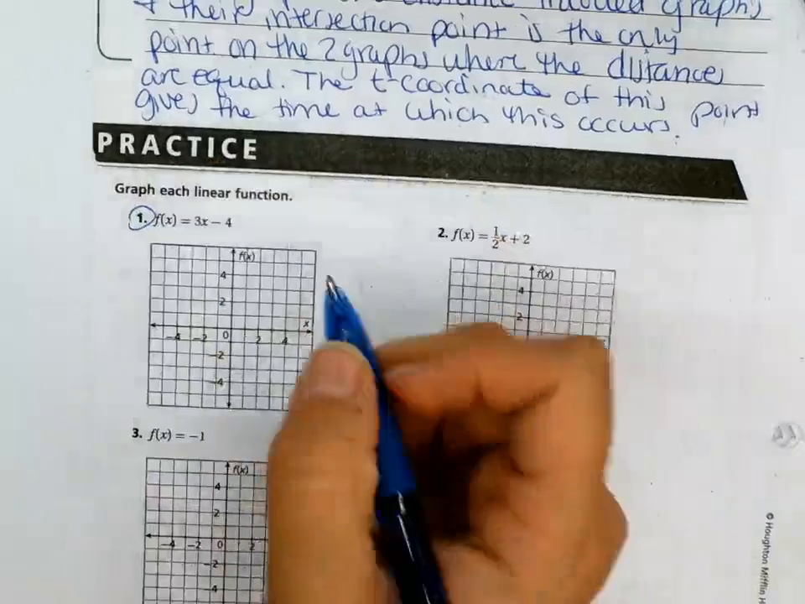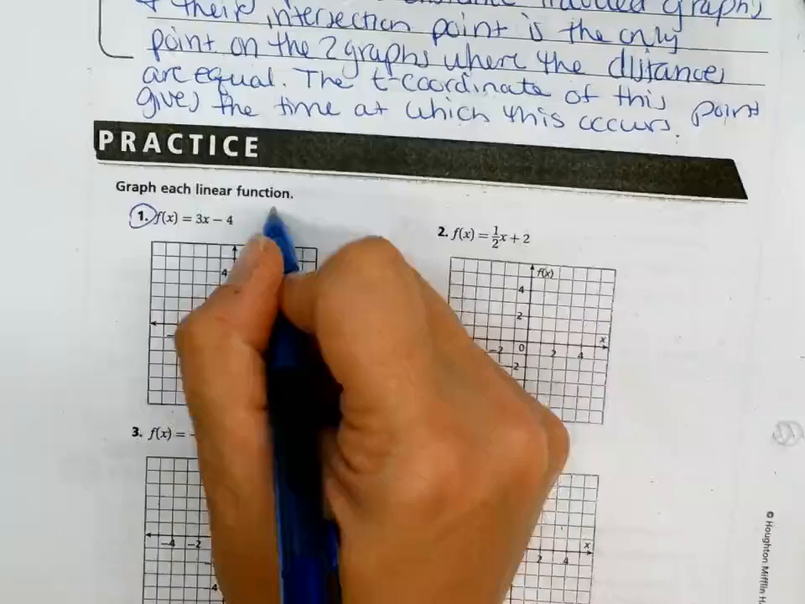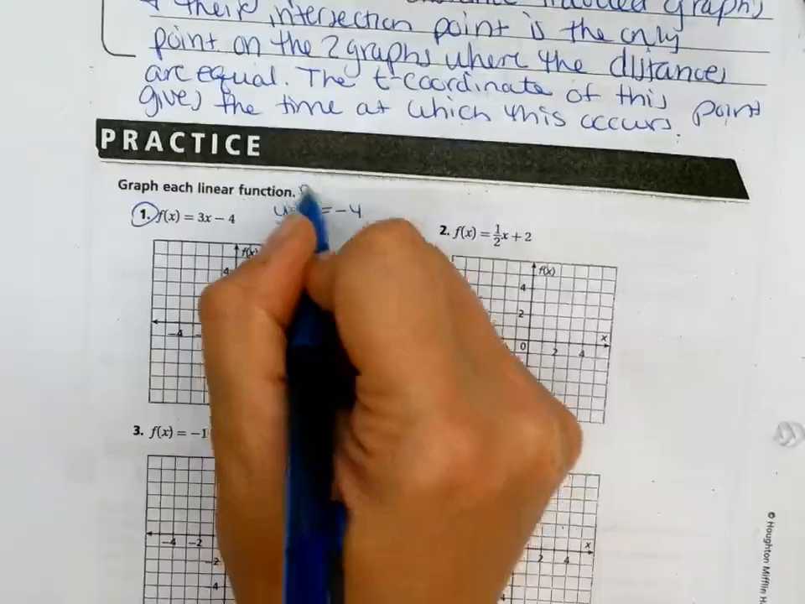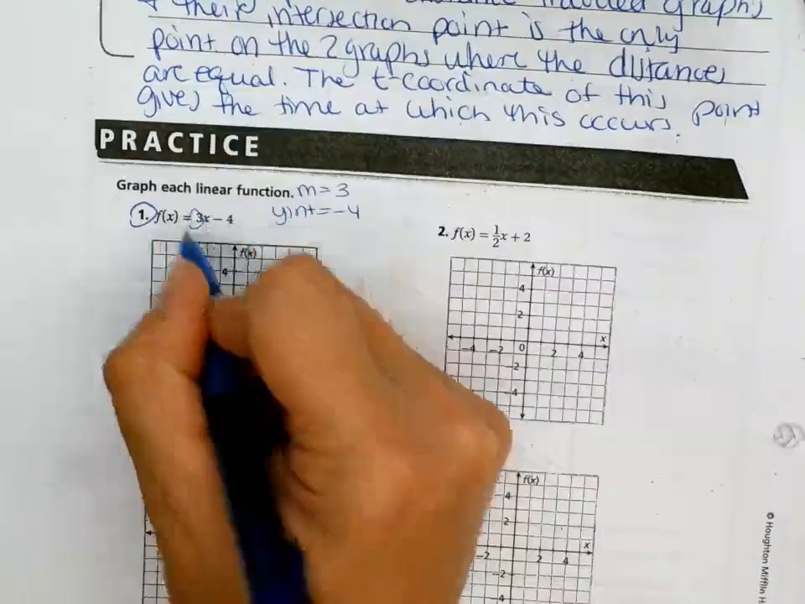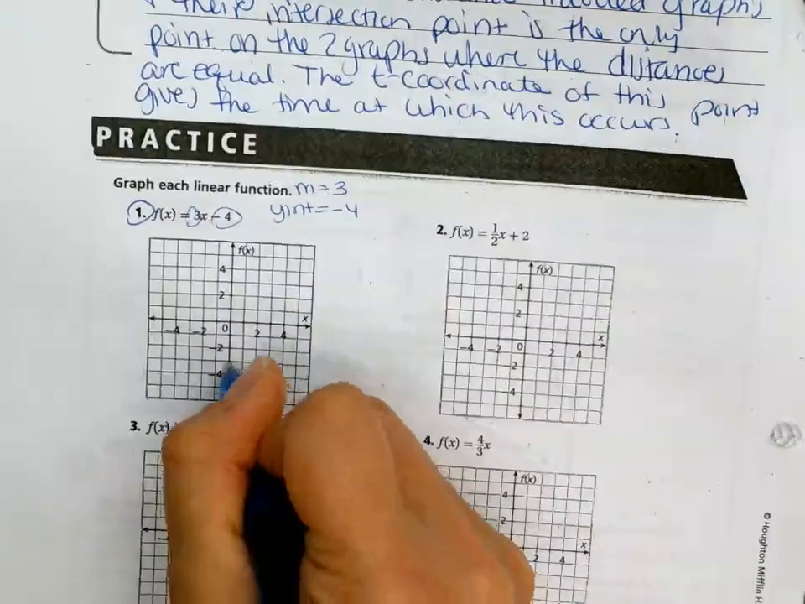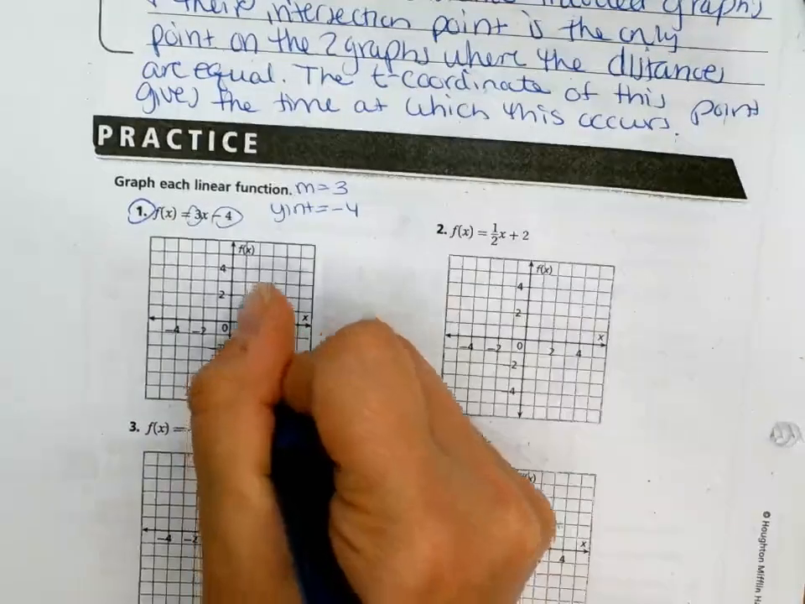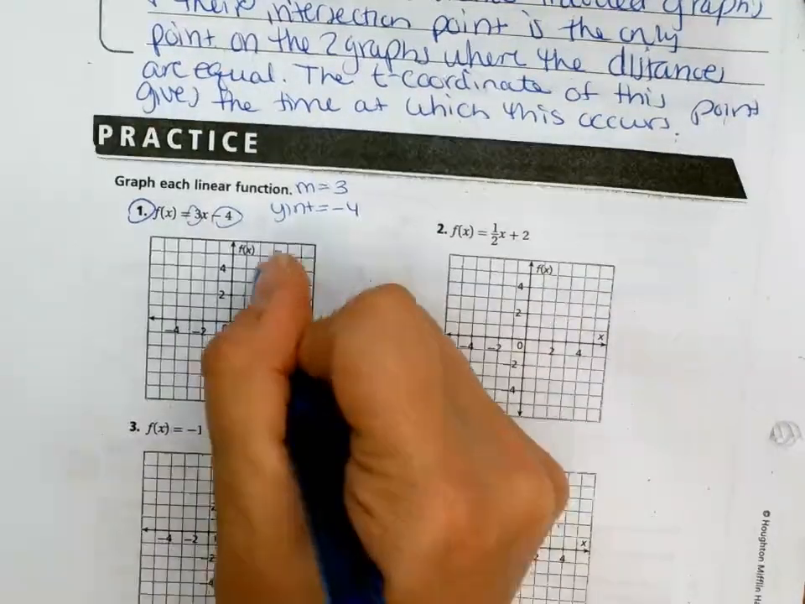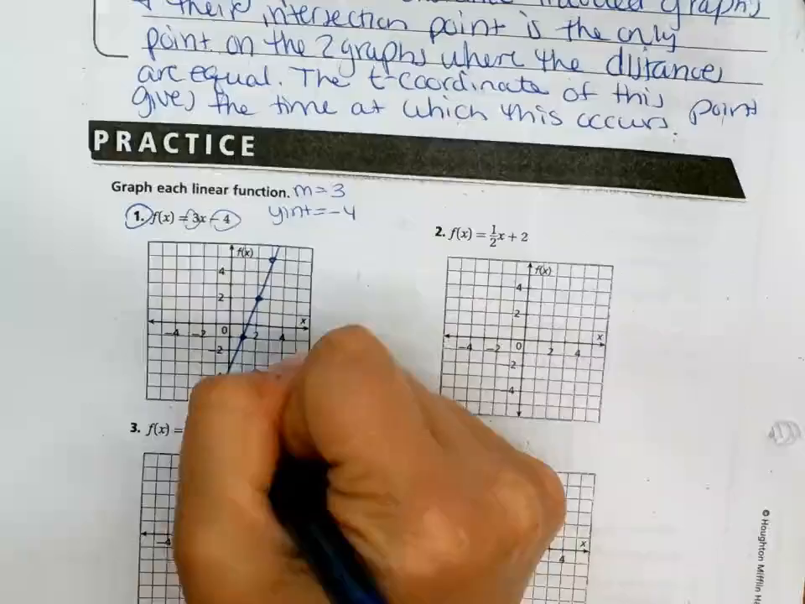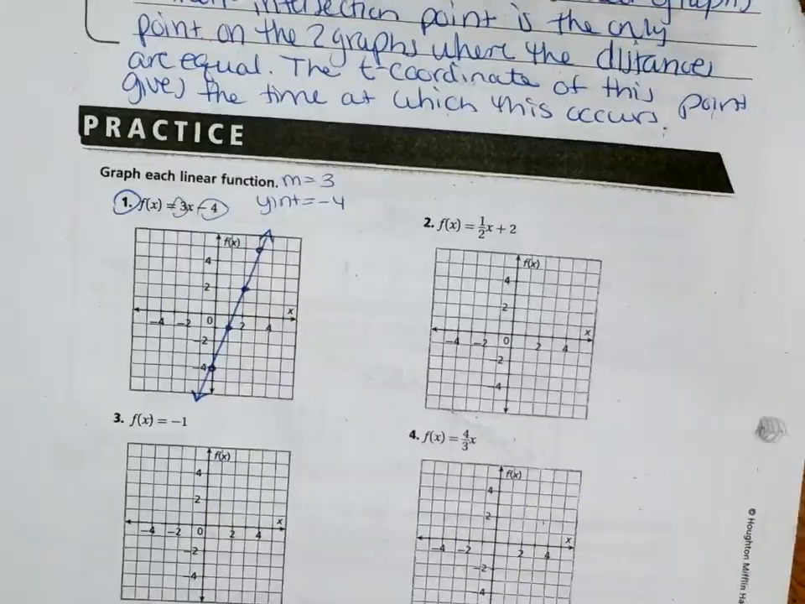So on 1, y equals 3x minus 4. So we have a y-intercept of -4. We have a slope of 3. So -4 is our y-intercept. We rise 1, 2, 3, run 1. Up 1, 2, 3, over 1. Up 1, 2, 3, over 1. And here is the equation of our line. That is our graph line.